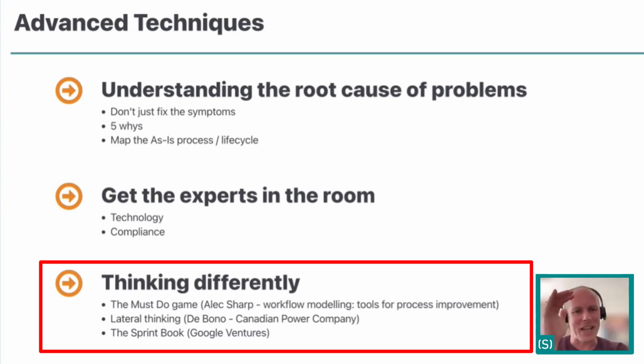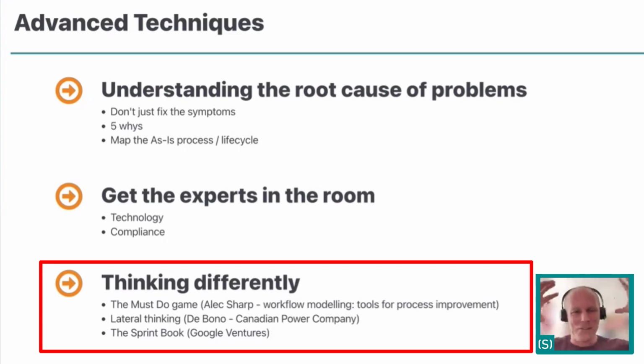And in this game, essentially what you do is you take an as-is process and you get someone in the room to read it out and say, we must do each step. You basically go, we must do this, and we must have this output, and we must then do this thing. And what it does is it then forces people to challenge it and go, well, we don't really have to do that thing, do we?